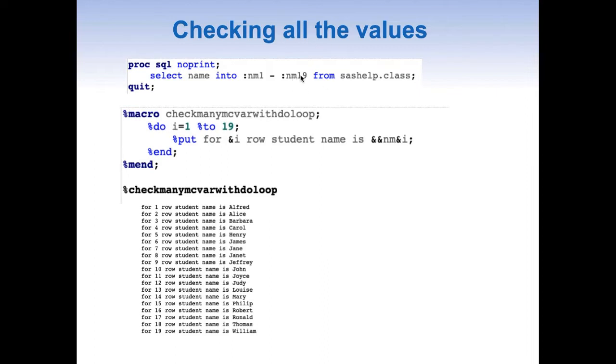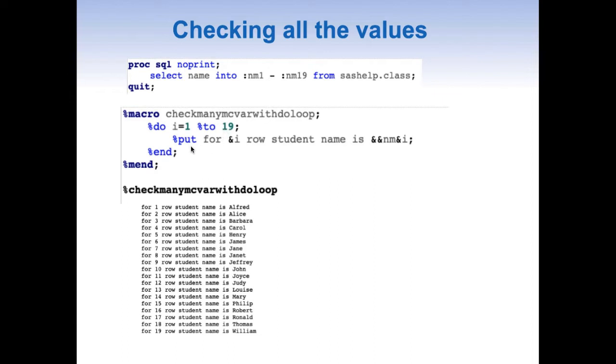And these global macro variables we can use in a macro. Now, what we are trying to do in here is, I have a macro which has the name check many macvar with do loop. So as I was saying, only 1 to 19 are changing. What we can do is, instead of using 1 and 19, we can use ampersand I.